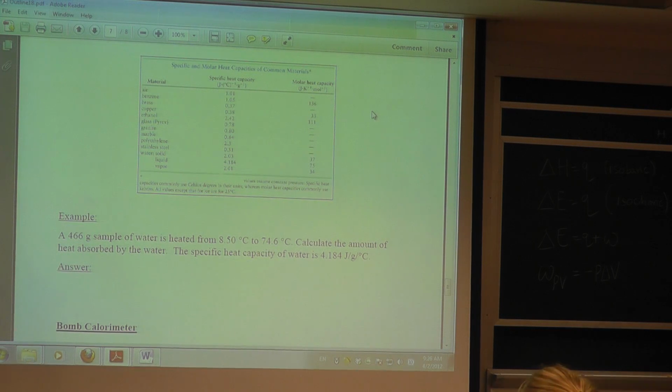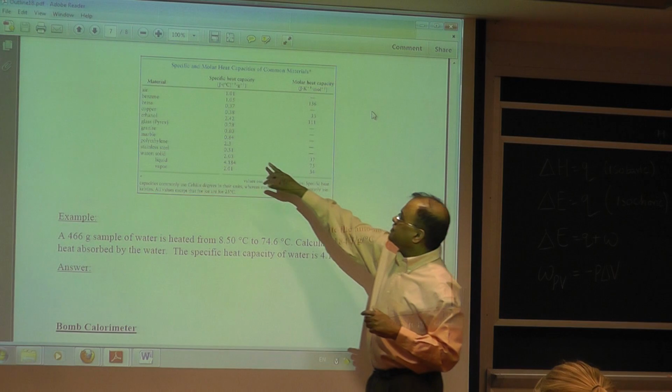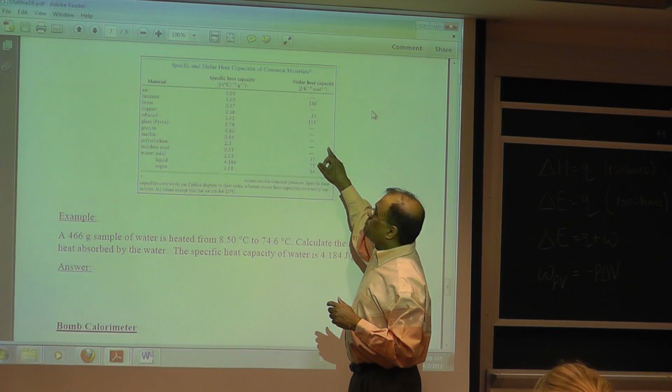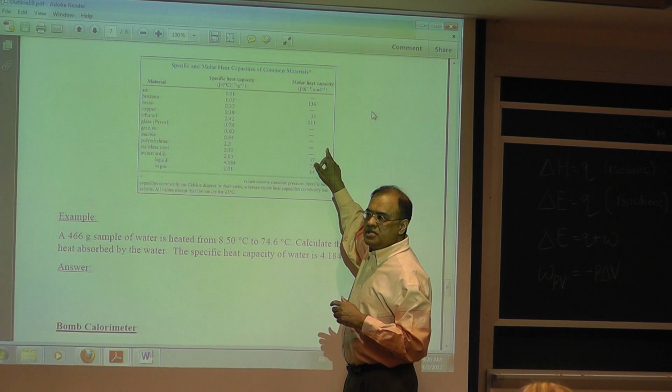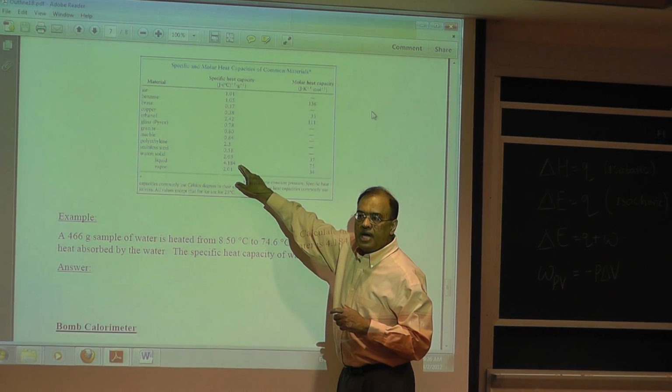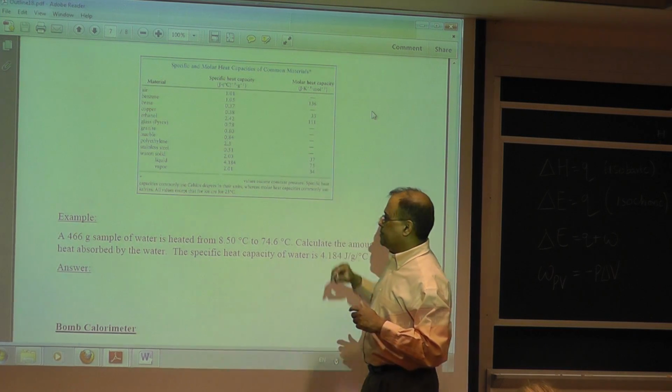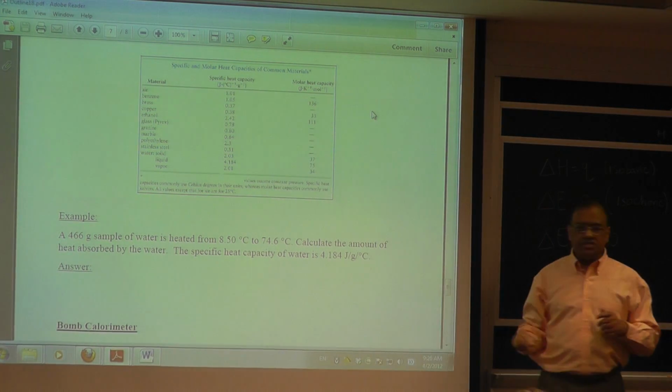So here are specific heat capacities of different substances. And these are molar heat capacities. This is the heat capacity per gram. This is the heat capacity per mole. So can you do this question here, please?